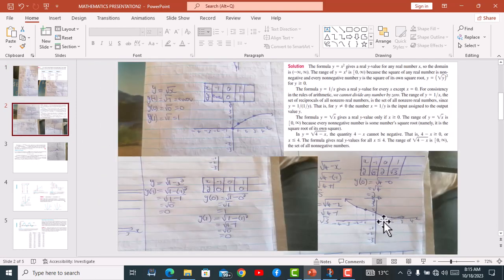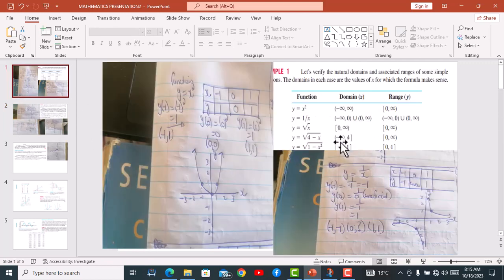So remember, the domain is the values of x. From negative infinity, we can see that it is heading to negative infinity and so on. Negative infinity to 4. But is the graph defined at 4?